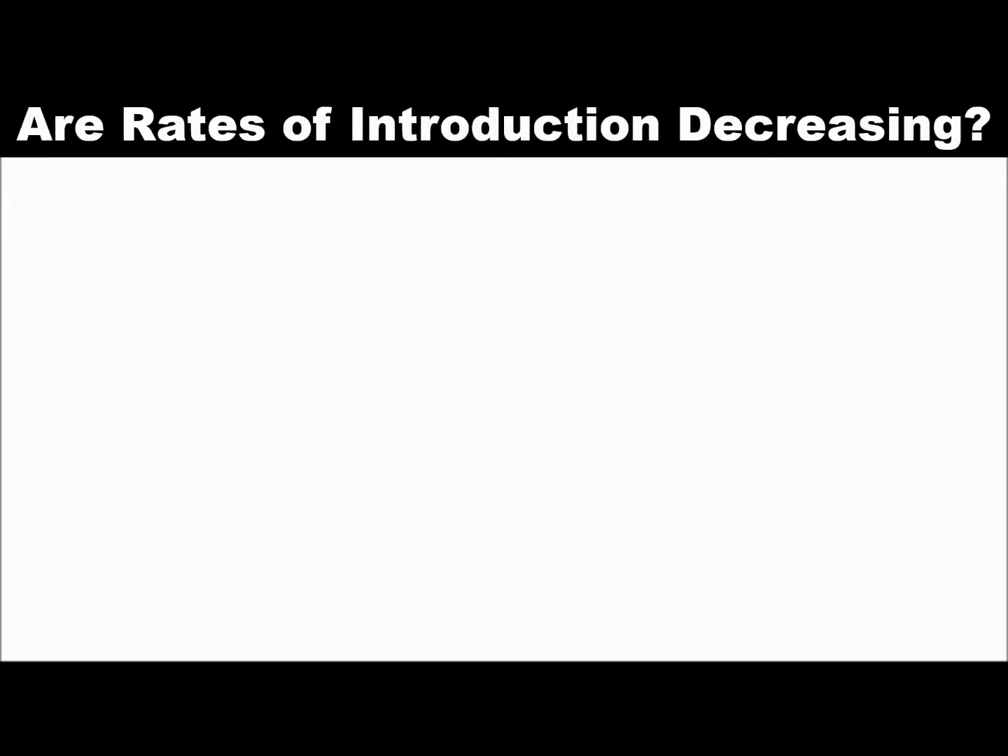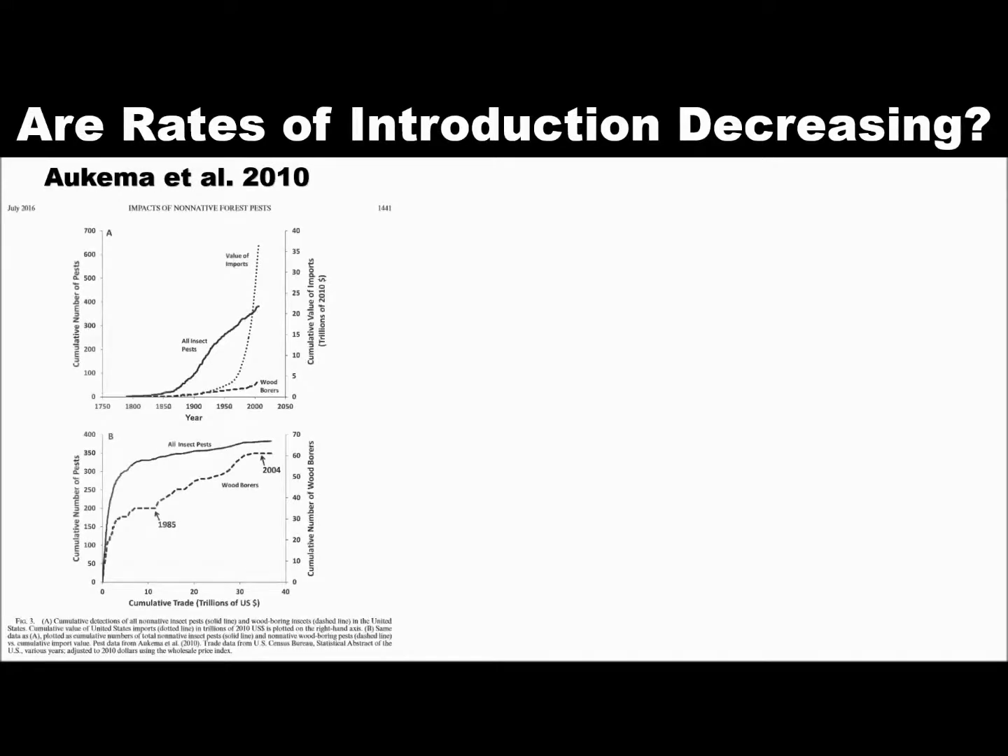We also need to ask if the rates of introduction are decreasing. So if it's really a matter of whether the pest is a generalist or whether the rate of establishment is increasing or at a rate that is not allowing our forest to recover in a sufficient amount of time, the question is, are the rates of introduction decreasing? And unfortunately, from all the literature that we've looked at, that is not the case.